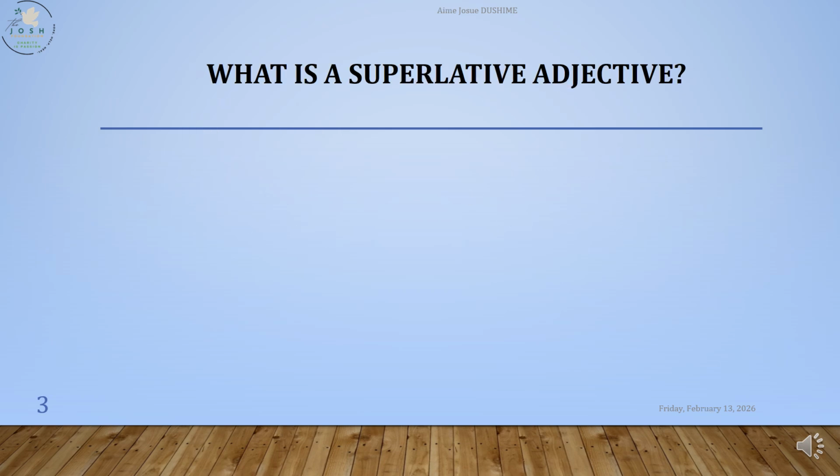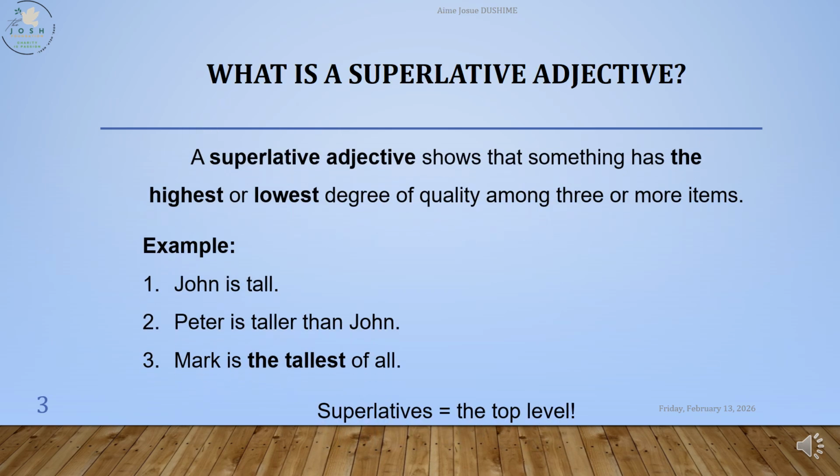What is a superlative adjective? A superlative adjective shows that something has the highest or lowest degree of quality among three or more items, which simply means that in superlative adjective you have three things or three items. It can be three animals, three people, three things, like that. And you can ask yourself, when we have one, what do we do? When it is one thing, we use adjective without changing anything.